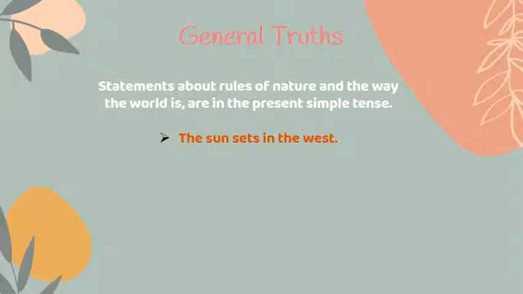Example: the sun sets in the west. This is a general truth. This is about nature. The sun sets in the west.